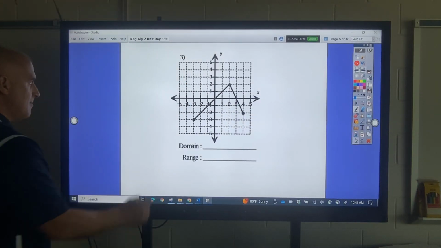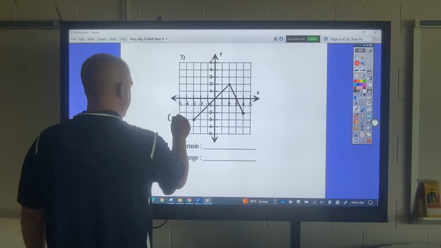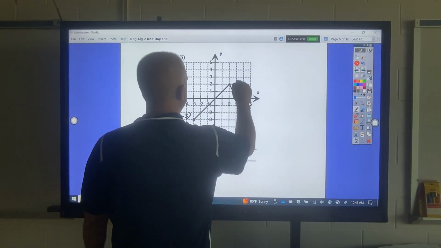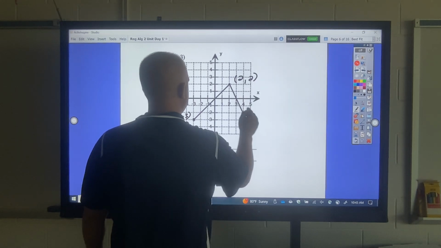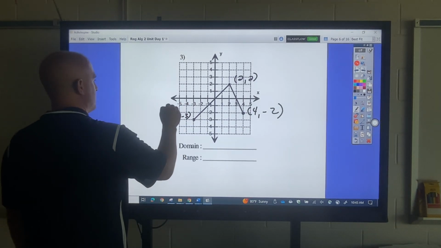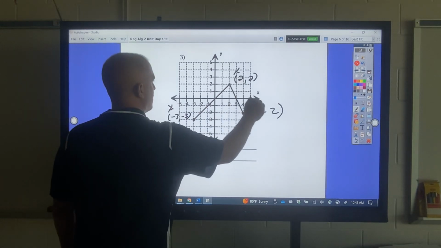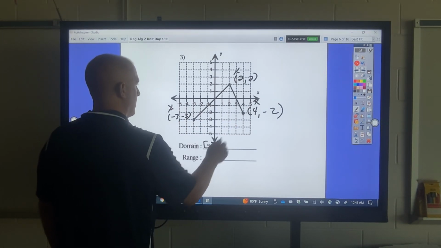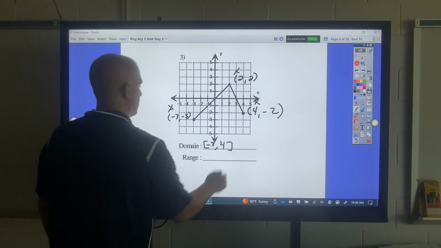Okay? I'm going to label this. That's -3 over, -3 down. That's 2 over, 2 up. That's 4 over, -2 down. Okay? Now I'm going to do my x's for domain. The smallest x of all three of these is -3. The biggest is 4.